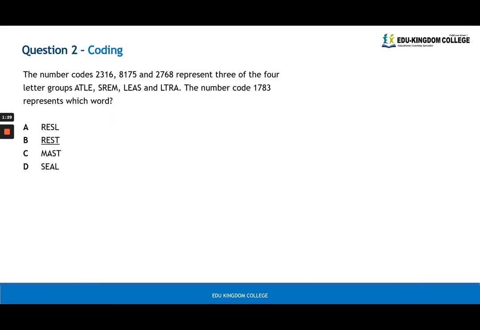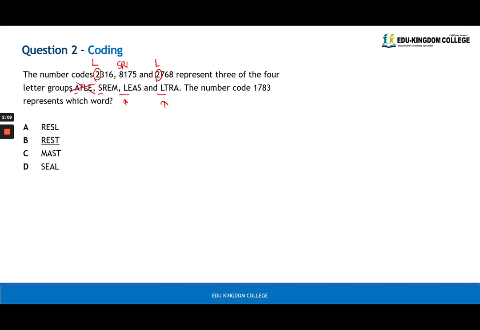Okay, the letter codes 2316 and so on represent three out of four. The number 1783 represents which word? So what I like to do is find a letter or number that is in most of the given codes. For example here, these two start with 2. So you want to look at the beginnings. You can see that only two of the codes start with 2. So that means 2 must be an L. We don't know which one's which yet, but we do know that this one should not have an L, right? Because there's no 2 in that code, which means ATLE is out.